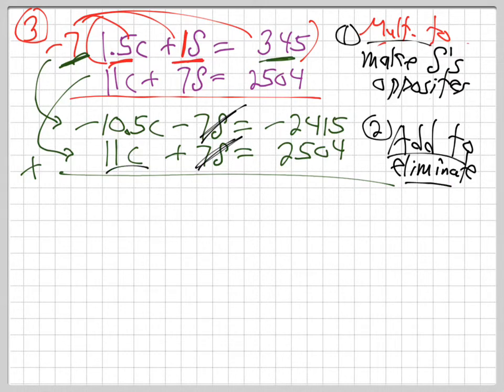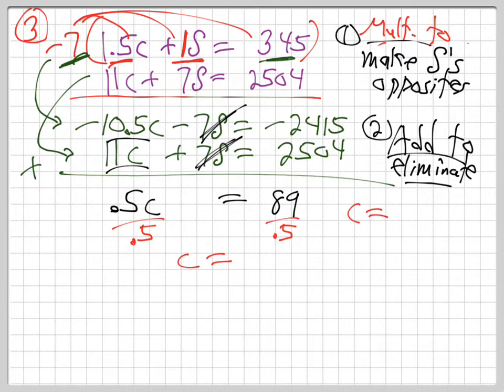So what do we got here? 11C minus 10.5C is 0.5C, isn't it? And that equals, what's that? I'm going to subtract it on my calculator here. 2504 minus 2415, 89. Last step, divide by 0.5, to solve for C. So C equals 178. So there's C. 178 children must have attended that movie.